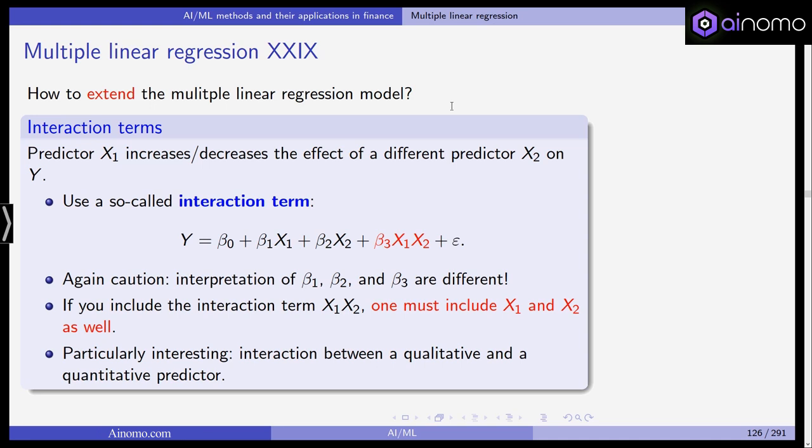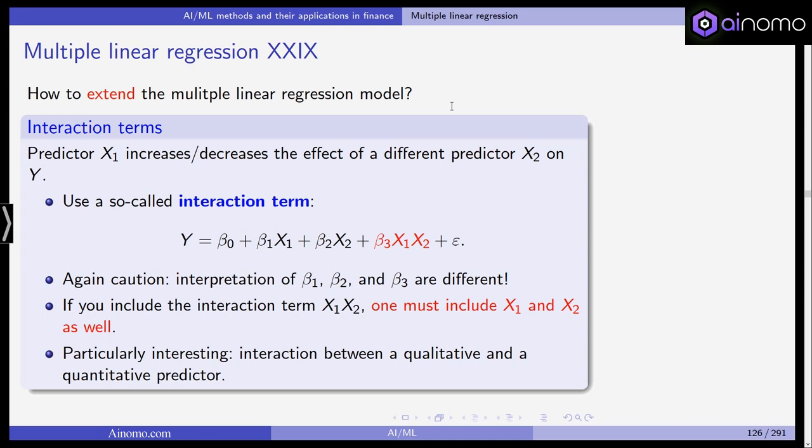How can we extend the multiple linear regression model even further? By including so-called interaction terms. For example, imagine predictor x1 increases or decreases the effect of a different predictor x2 on our response. To measure this synergy effect, as it's called in marketing, we can use a so-called interaction term. So we set up our regression model. Response equals intercept plus slope 1 times x1 plus slope 2 times x2 plus a coefficient, that's the interaction term beta 3, times the product of x1 and x2. This is how you can do it with an interaction term.